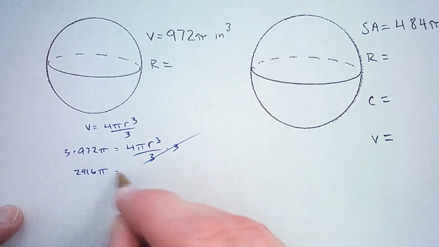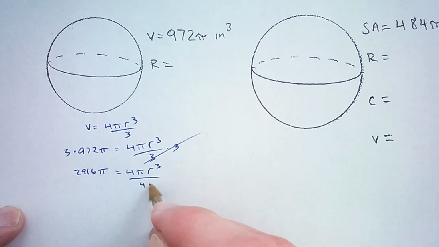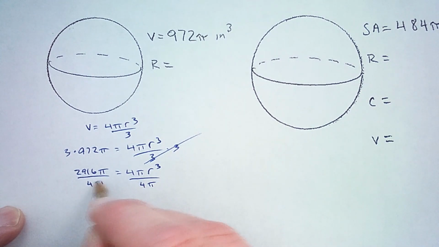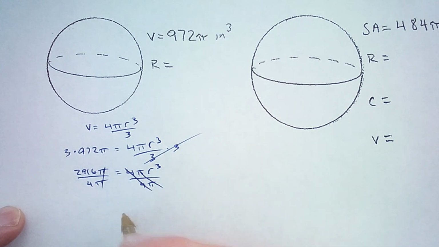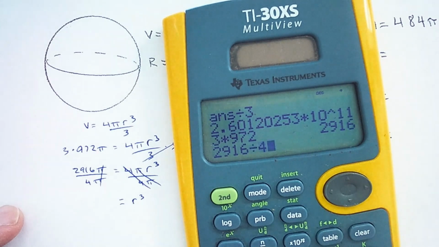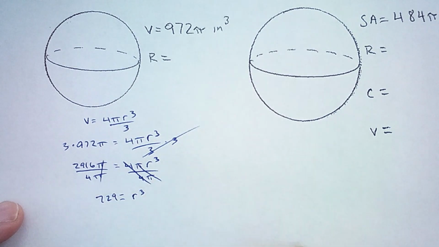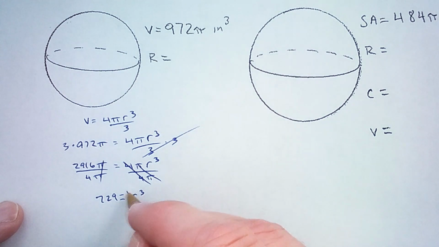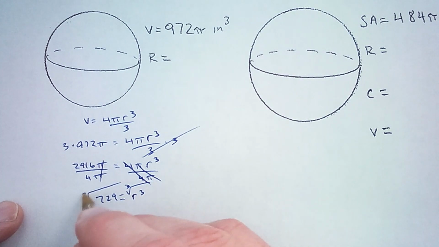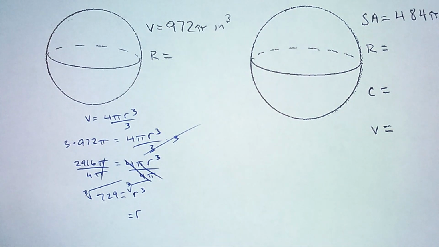So 2,916 pi equals 4 pi r cubed. Now let's divide by 4 pi. And we get r cubed on the right side, and 2,916 divided by 4 on the left side, that is 729. And to get rid of this cubed, we will take the cubed root. Okay, so we get r equals the cubed root of 729.